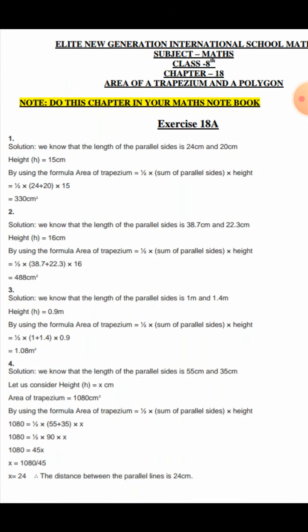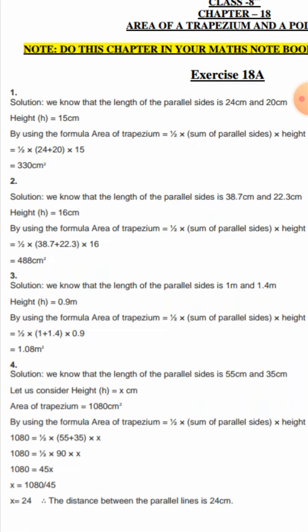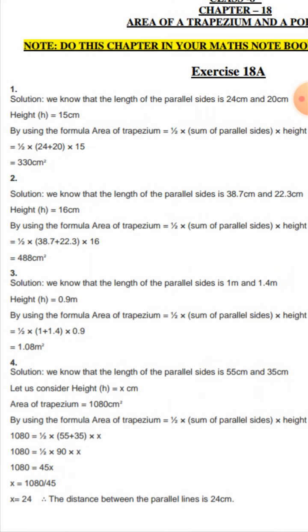Now here in question number 1 we are given: find the area of trapezium whose parallel sides are 24 centimeter and 20 centimeter and distance between them is 15 centimeter. The formula of area of trapezium is half into sum of parallel sides into height. Applying the values, we have parallel sides 24 and 20, so half into 24 plus 20 into 15, so it will be 330.